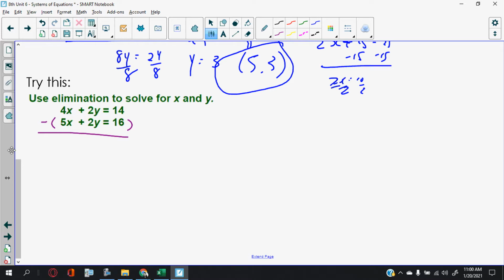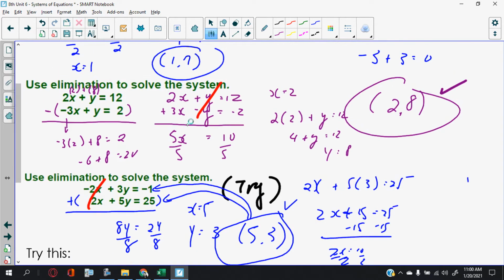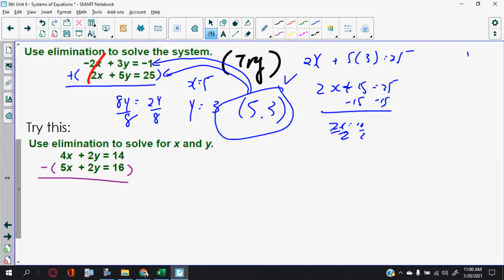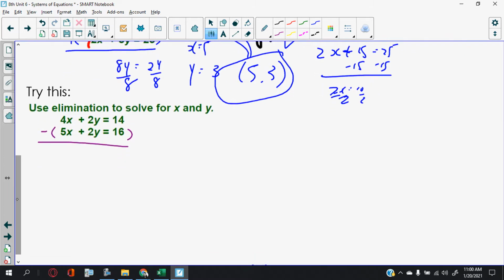Now I'm going to do it the fast way. Whereas in the last one I rewrote it, I'm not going to rewrite it because you don't have to, and you can work just as fast. You just have to remember you're subtracting. So 4x minus 5x is negative x. 2y minus 2y is 0. That cancels out. Good, that's exactly the point. 14 minus 16 is negative 2. Divide both sides by negative 1. x is 2.